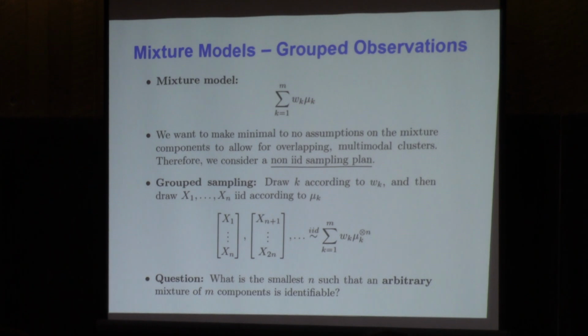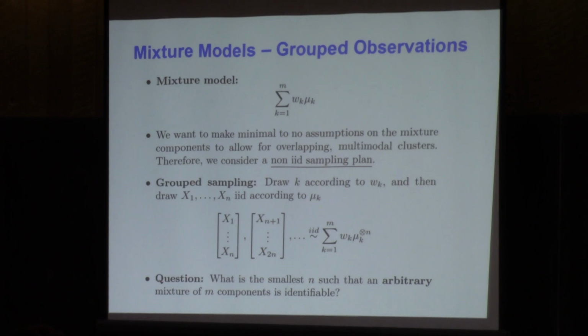Yes? Sorry, I just want to be clear. So what you observe are the data points and their groupings, but not K. That's right. You know that within a group, everything came from the same component. You don't know which component. Yeah, that's right.